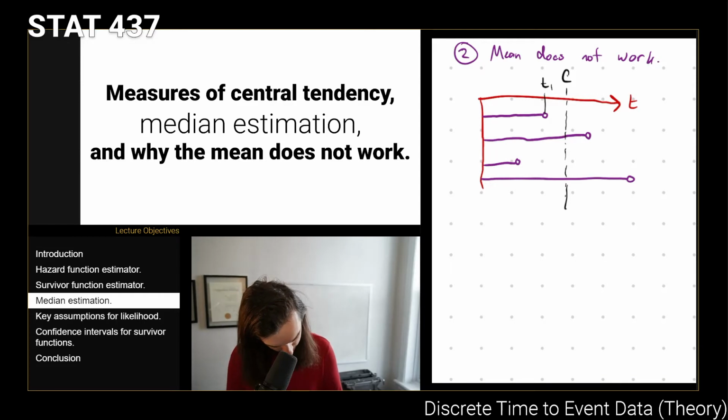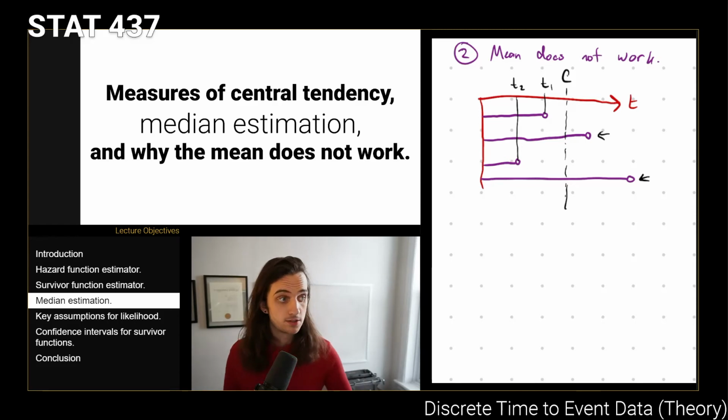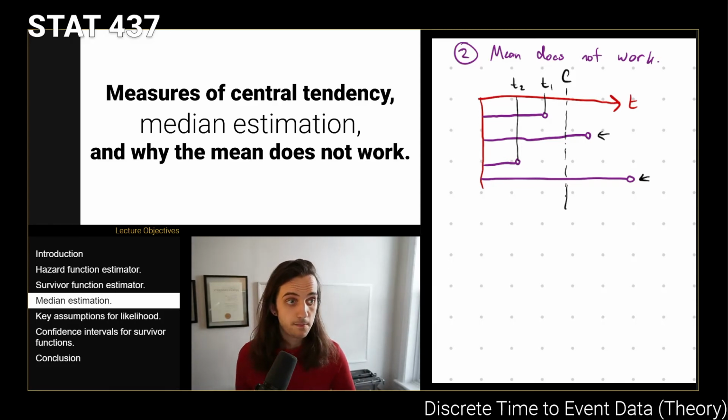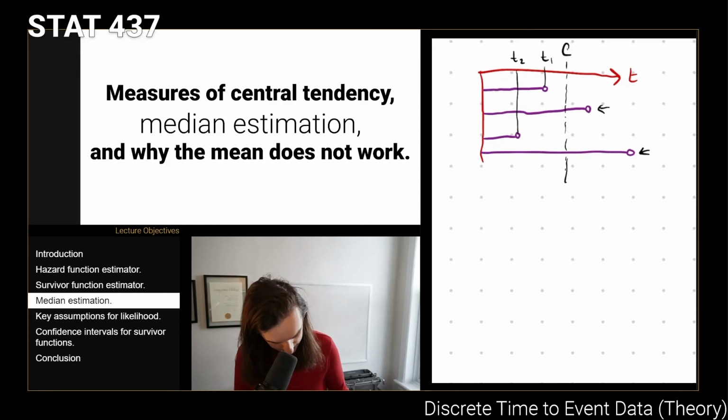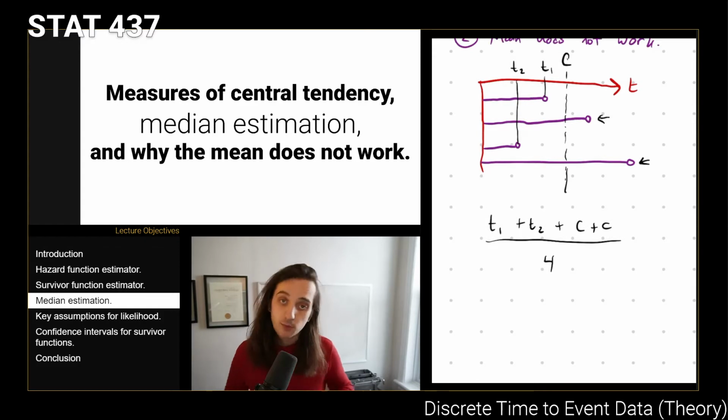For this person down here, we observe time 2. But for both of these other individuals, we only observe the time c, the censoring time, okay? And so the problem becomes, if you're thinking about what average we could compute, well, if we take t1 plus t2 plus c and divide by 4, we know that this is going to be less than what the average actually should be, because both of these times are after c.